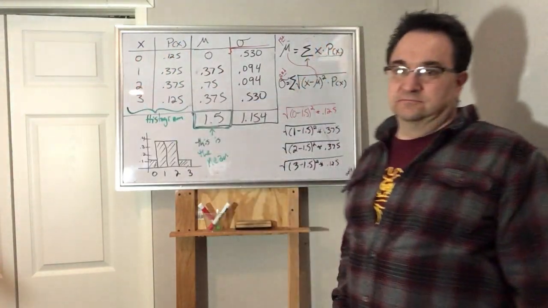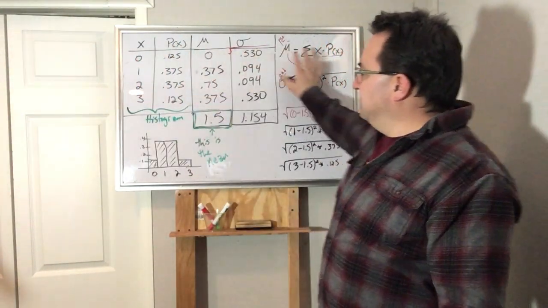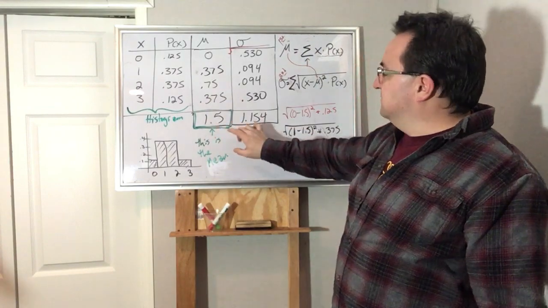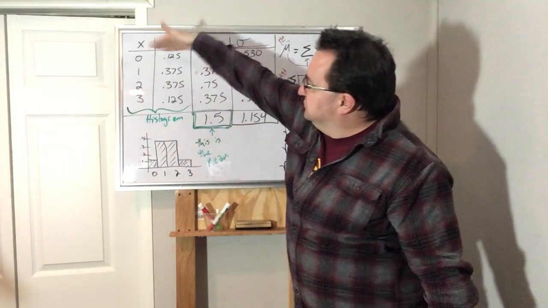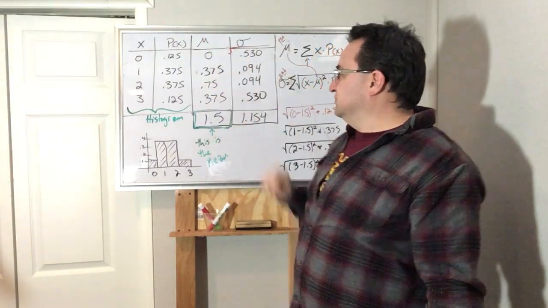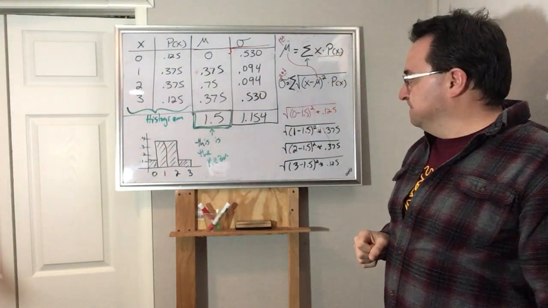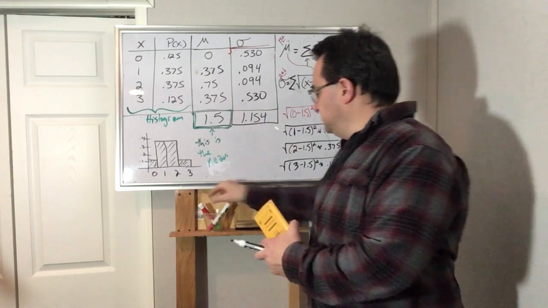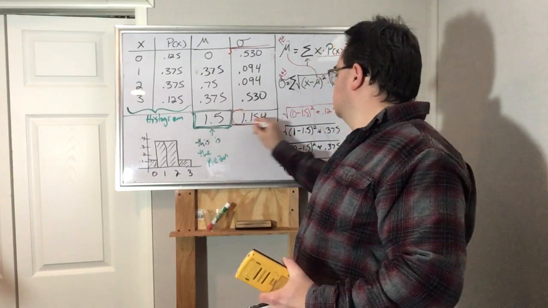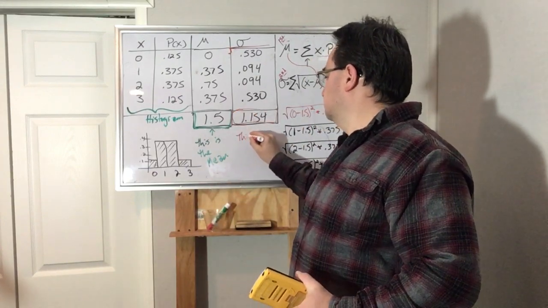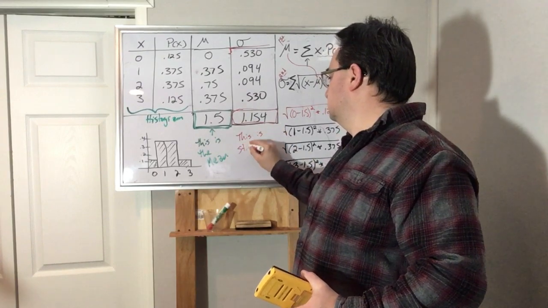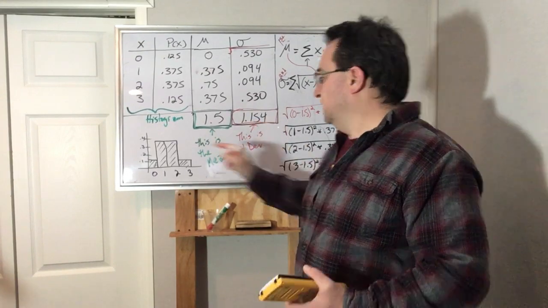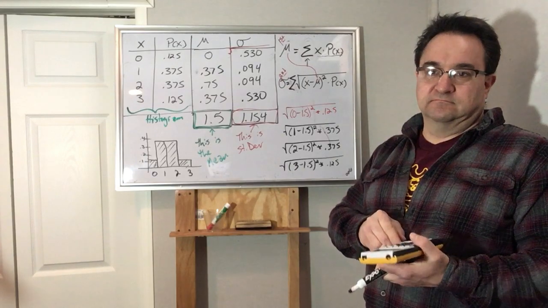That's my table. I extended my table so that when I get to the mean and the standard deviation, I could just go across. It's just a little easier to work that way. But that's my mean. That's my standard deviation. And that is my histogram.